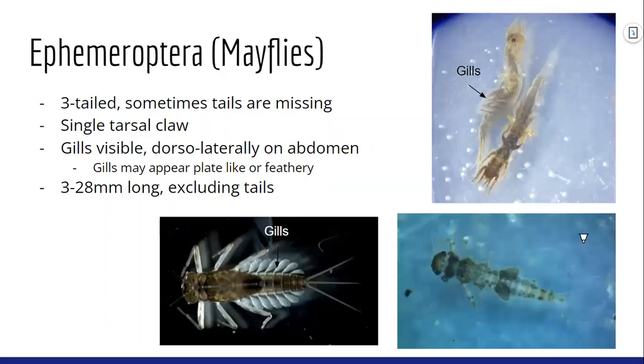Next, we have our Ephemeroptera or mayfly. So they have 3 tails, which you can see here, but sometimes their tails can be missing, so you can't always rely on that. They have 1 single tarsal claw at the end of each of their 3 sets of legs. They also have visible gills that are always held dorsolaterally on the abdomen. So they can appear plate-like, like this individual, or they can appear feather-like, such as this individual and this individual here. They are usually 3 to 28 millimeters long, but that does not include their tails.